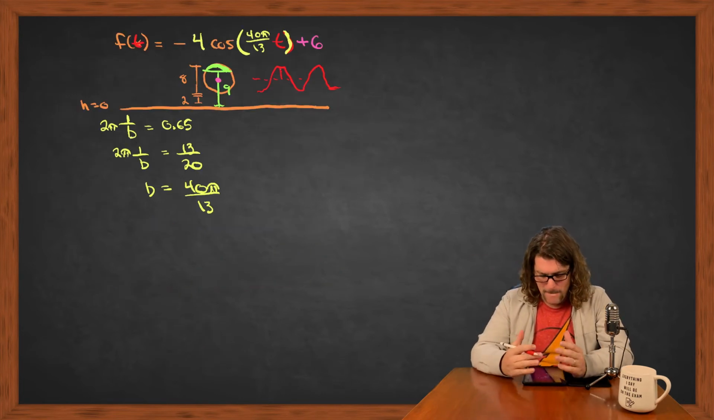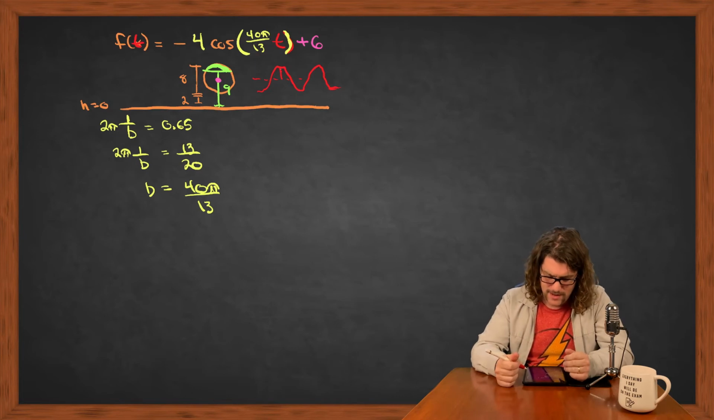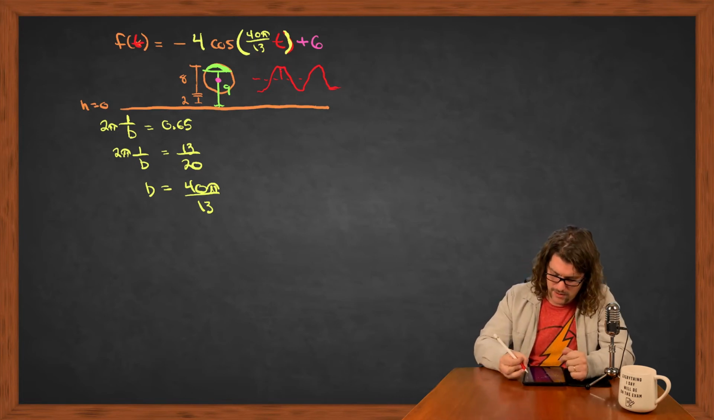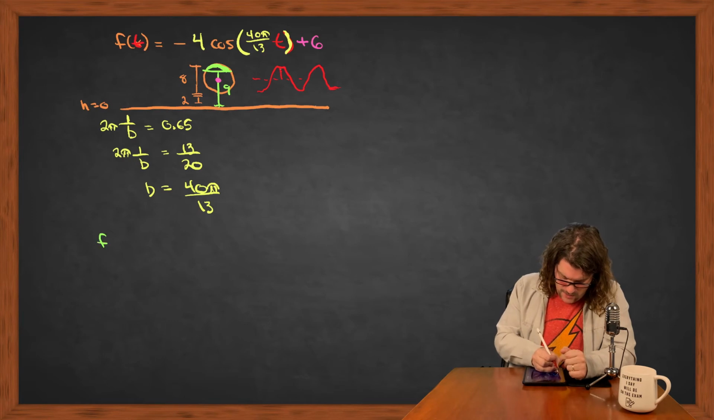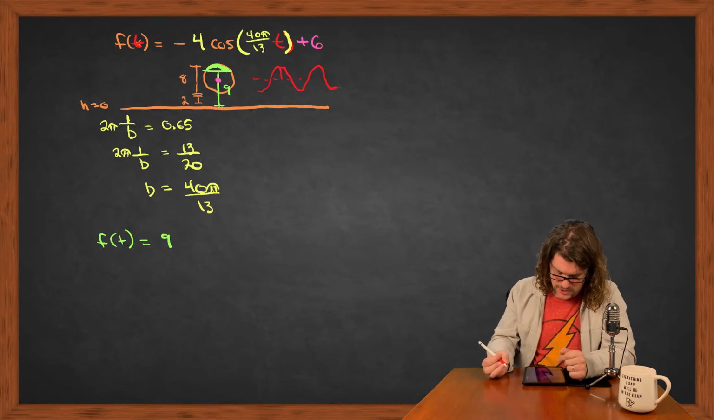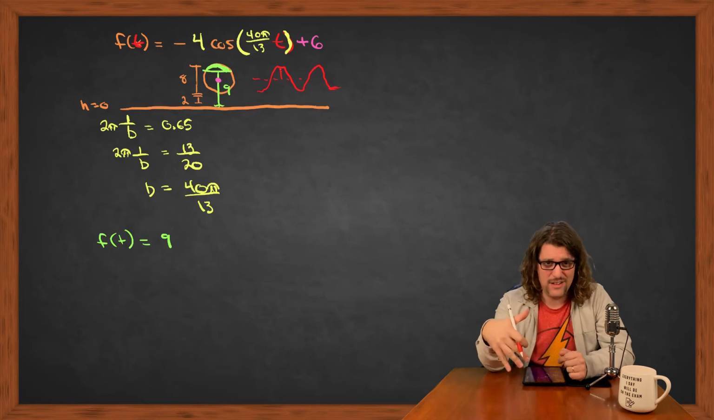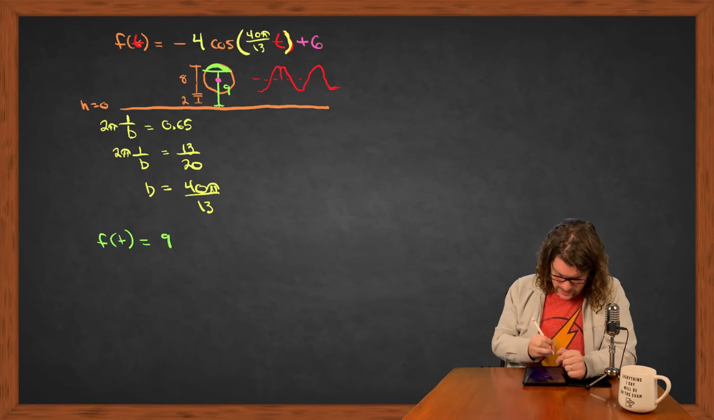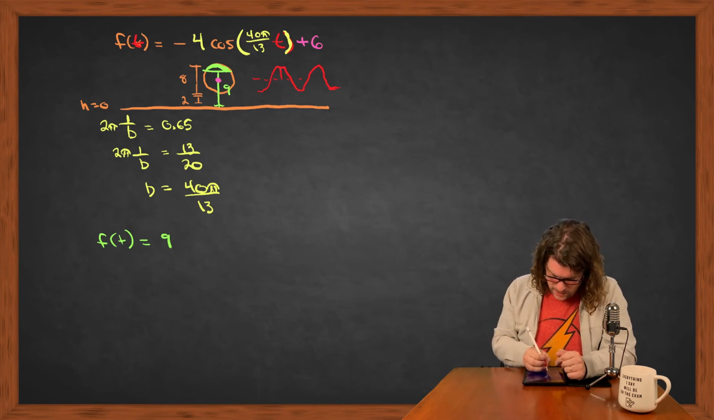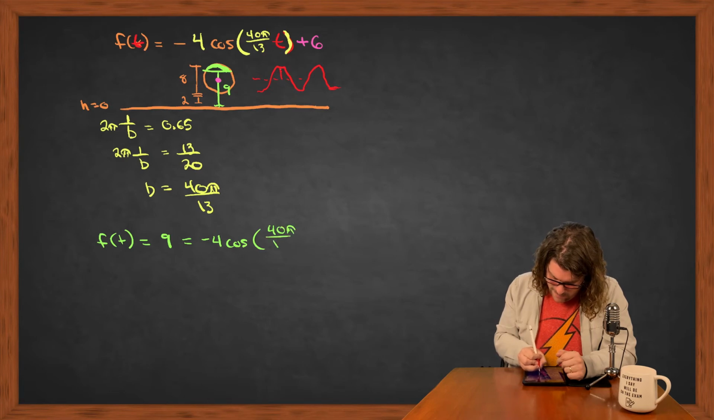So what we're going to do is use all that stuff that's written there to solve for when this particular thing is at the right height. So I want to know, what times is this thing actually at a height of 9 inches off the table? We're going to find that our calculated value from a calculator is going to give us one of these particular answers. So I'm going to say f of t is equal to 9, which is equal to negative 4 cosine of 40 pi over 13 t plus 6.